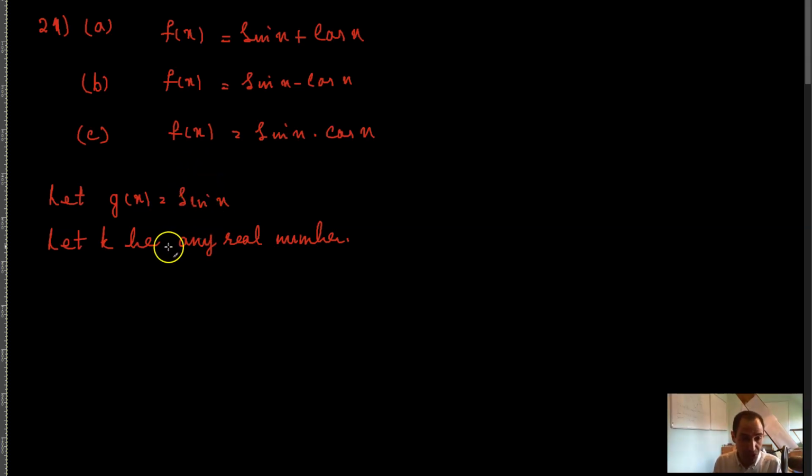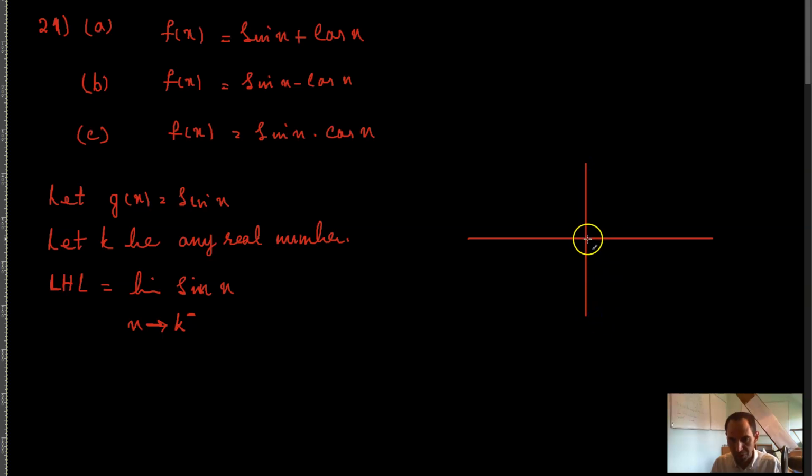So the left hand limit of this function, which we can call LHL, is equal to the limit of sine x as x tends to k from the left, right? Now, what this means is that in order to evaluate this limit, you have to understand a few simple things. Suppose that this is the sine function and this is, for example, pi by 2, right? Now you can imagine that in this situation your k is pi by 2, for example, and x is tending to pi by 2.